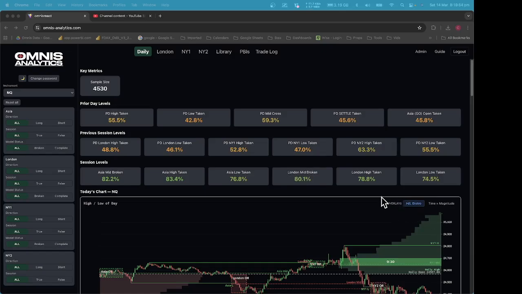So with respect to the London mid being broken, in other words its model status, if we're looking at how often the London model was broken, a high hit rate here indicates that New York 1 or New York 2 frequently disrupts London's directional structure. The same can be said for the Asia model status, in terms of whether it's hit during London, New York 1 or New York 2.